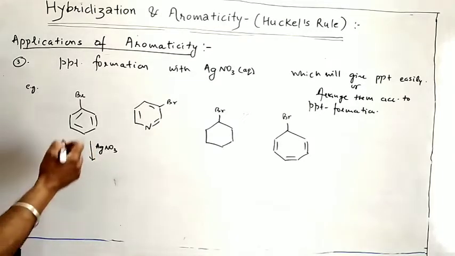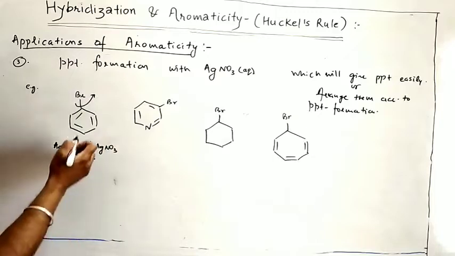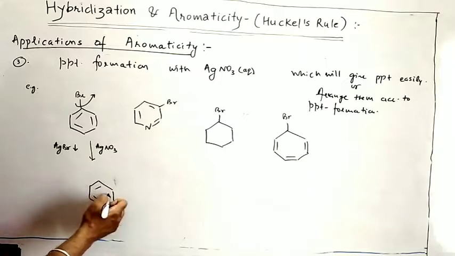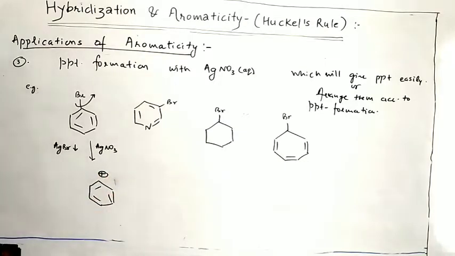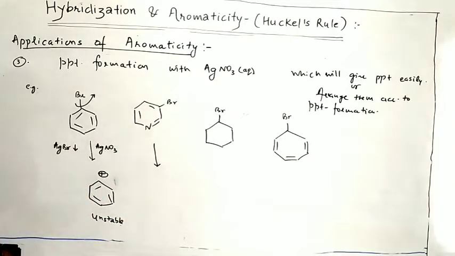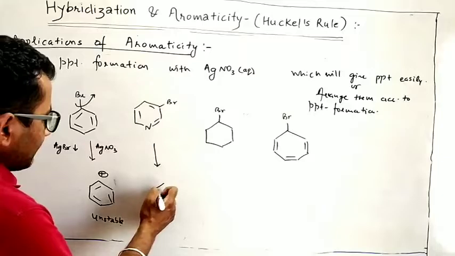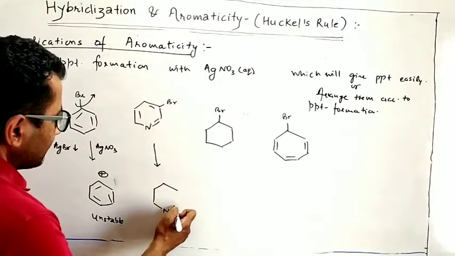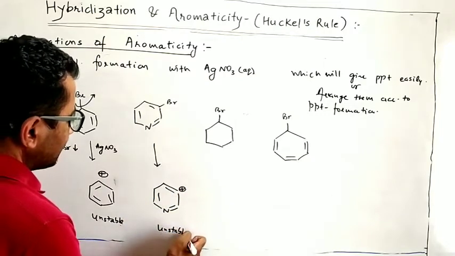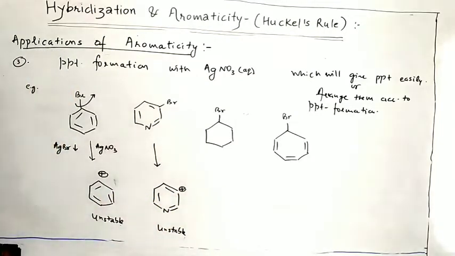It means with AgNO3, this Br gets removed from here, and the molecule will look like this after losing Br. That is again a phenyl cation, which is highly unstable. It means this reaction is not possible. When you treat the second with silver nitrate, it will lose that bromide ion and look like this. So again this molecule is unstable, just like the benzene phenyl cation.